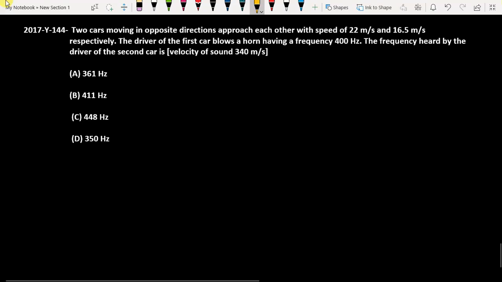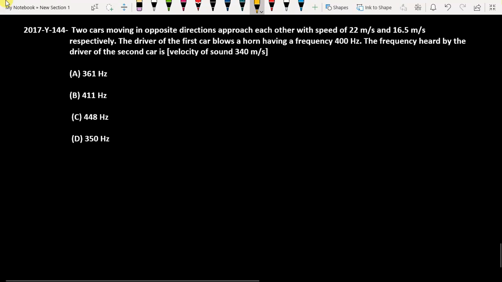This question is from NEET 2017 paper code Y, question number 144. Two cars moving in opposite directions approach each other with speeds 22 meters per second and 16.5 meters per second respectively. The driver of the first car blows a horn having a frequency of 400 Hz. The frequency heard by the driver of the second car is, and we have velocity of sound as 340 meters per second.